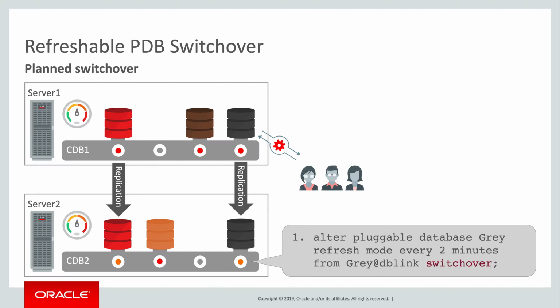User connections will now be to the new primary, now in CDB1. In this example, we've seen how trivial it is to perform load balancing with this capability, while maintaining a replica on a remote server, just in case.